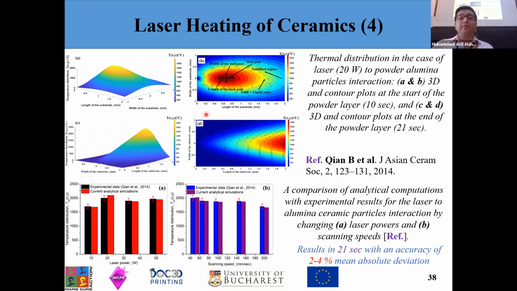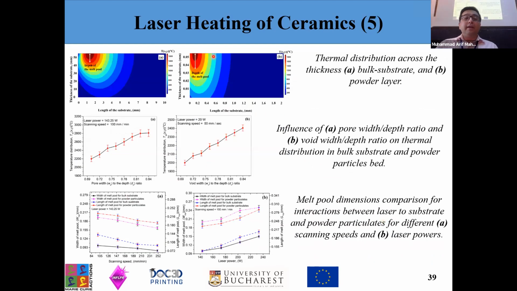So the next figure shows the result for the laser to powder bed interaction in case of alumina. And we compared our results with the study of Qian et al. And we identified a very close correlation between the experiments and the simulations with an accuracy of 2 to 4% deviation. And the results were calculated within 21 seconds. And the upper figure here shows the thermal distribution across the thickness of the substrate and the powder bed.